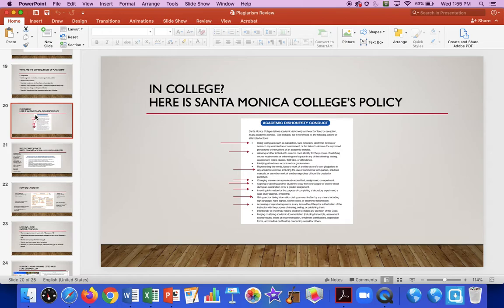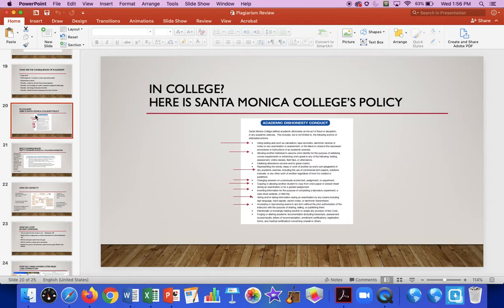I put an arrow next to all of them that have anything to do with academic dishonesty, and you can see there's a lot, right? They take it pretty seriously. Everything from using testing aids such as calculators, tape recorders, electronic devices without permission. I mean, the example would be if I told you not to use the dictionary on your vocabulary test and you had the dictionary out, right?